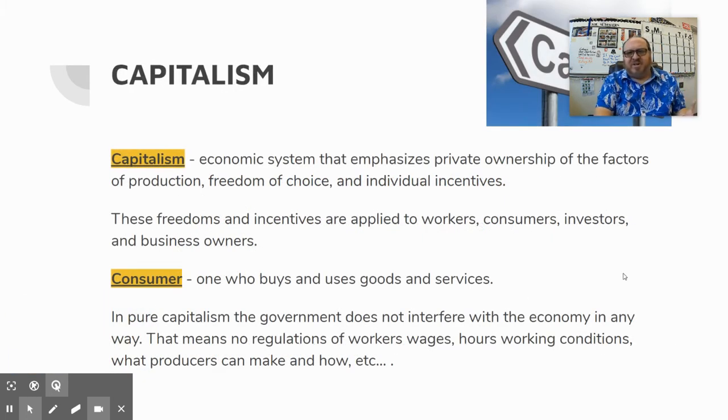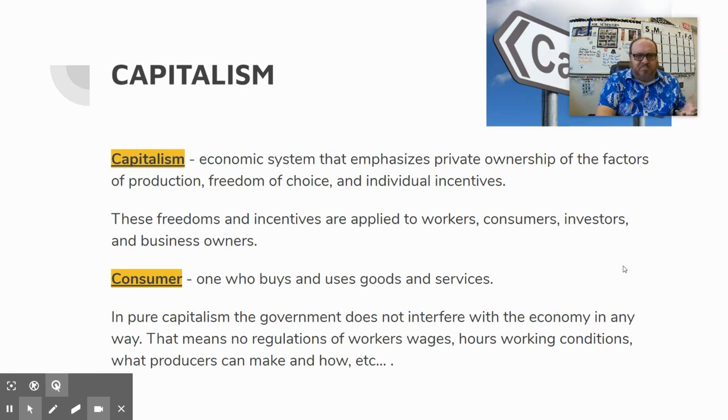Okay, capitalism. Capitalism is an economic system that emphasizes private ownership of the markets and factors of production. Okay, there's freedom of choice. There's individual incentives. Those freedoms and incentives are applied to the workers as well as to the consumers, investors, and business owners.